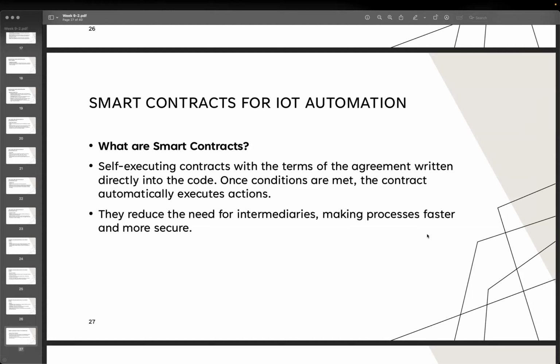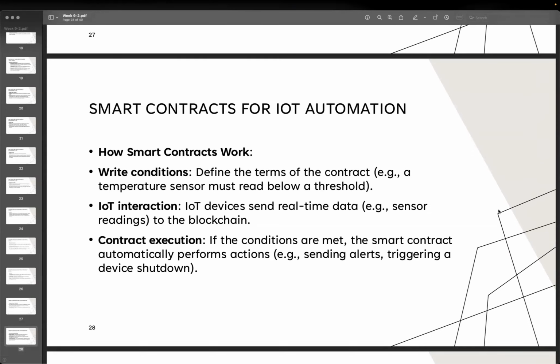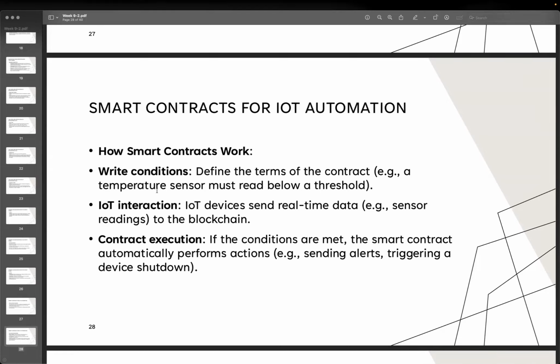Now, how can smart contracts work? First, we need to write the conditions. We need to define the terms of the contract. Let's say the temperature sensor must be below a threshold, so we can set a threshold. Of course it depends on which type. Let's say in transportation, the temperature is below or above a certain value, then it can start. And then for the IoT interaction, the IoT devices can send the real-time data, the readings, to the blockchain.